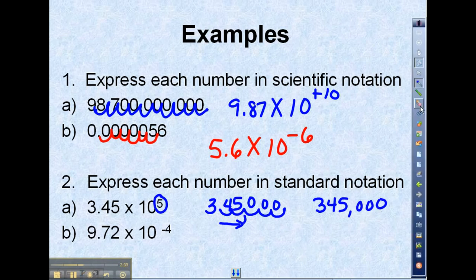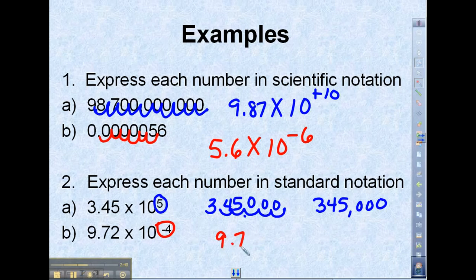Hey, that wasn't too bad. I think that's pretty easy. Let's do the next one. We're given a number in scientific notation. They want us to convert it to standard notation. First thing you're going to look at is the exponent. The exponent's negative, so that means we have a small number.